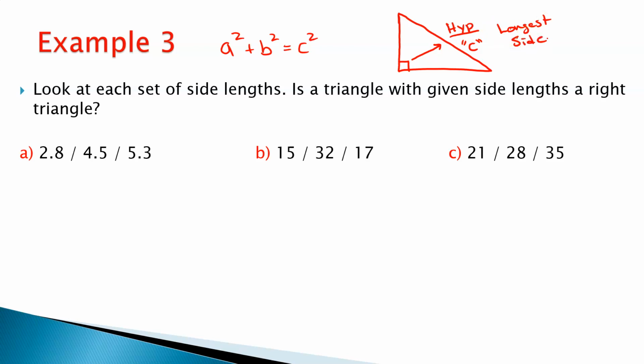Identify that one first. Even in this, where I don't give you a picture, take a look at these. Which of those values is going to be C? Which of those has to be your hypotenuse? I have 2.8, 4.5, and 5.3. This has to be my letter C. That is the longest side. I don't care what you call 2.8 or 4.5. We'll do it backwards. We'll call that one B, and then we'll call this one A, so you don't get in the habit of just doing A, B, and C.